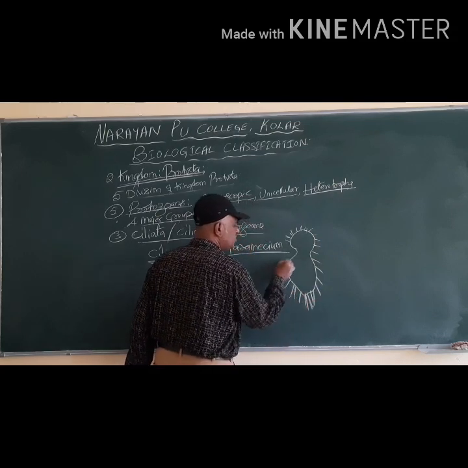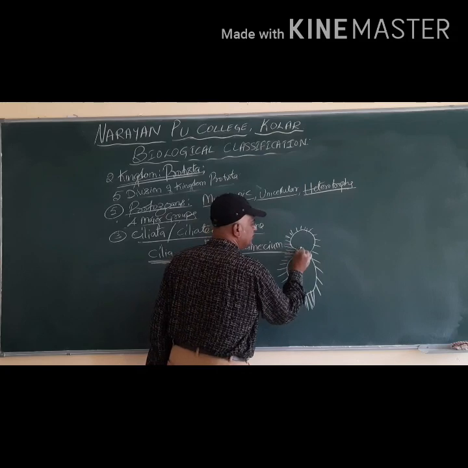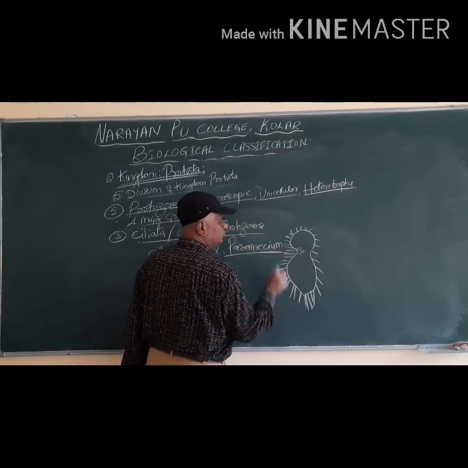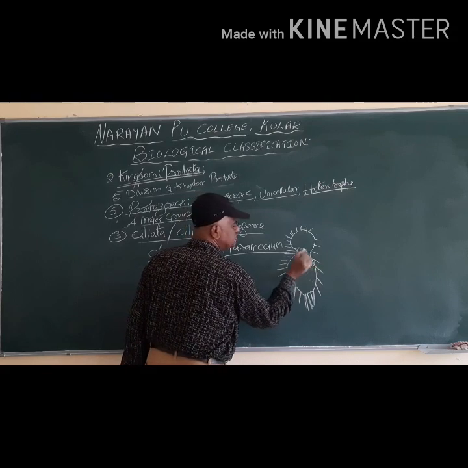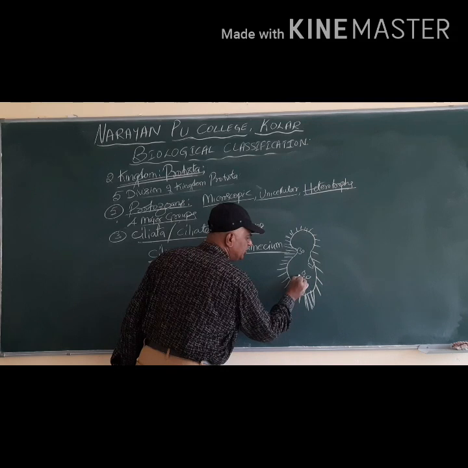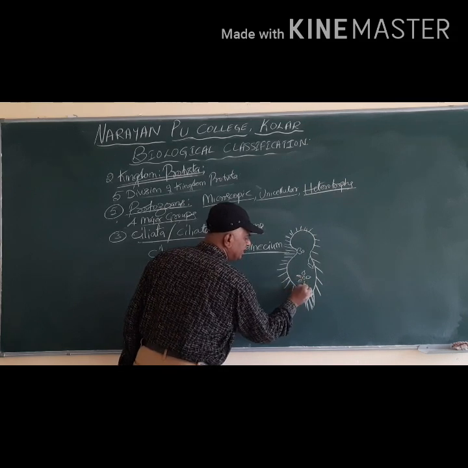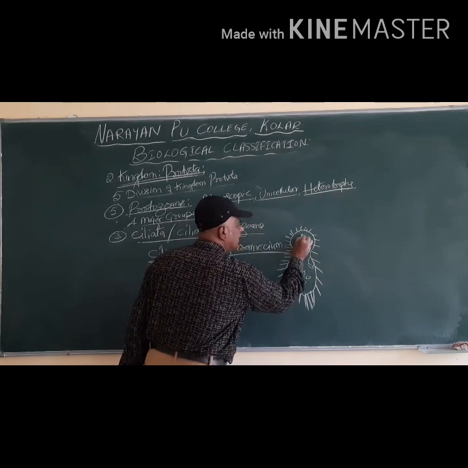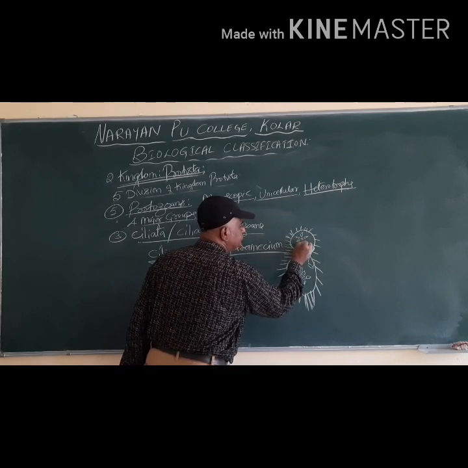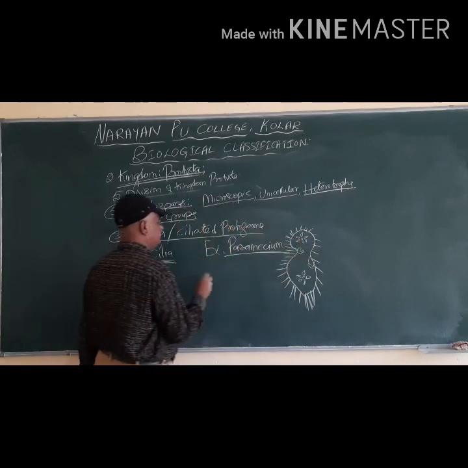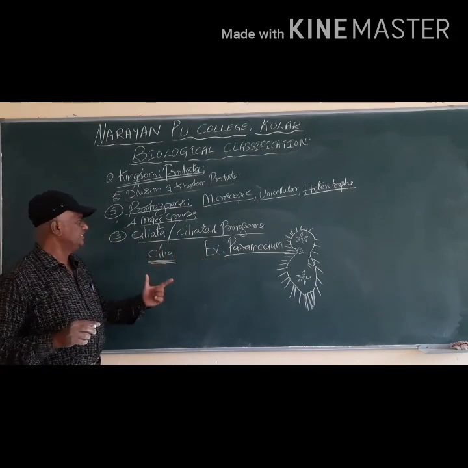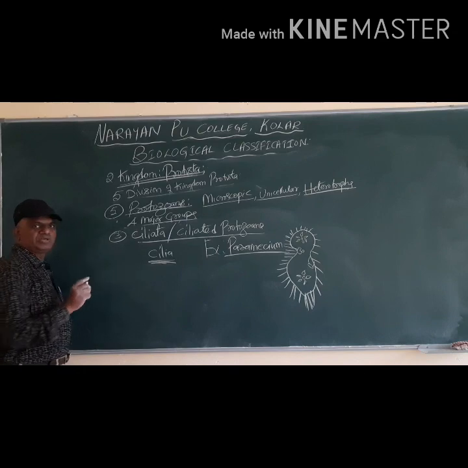There are two types of nucleus, a macronucleus and a micronucleus. There is a mouth called cytopharynx, and contractile vacuoles are present, which help in osmoregulation. So this is Paramecium. They move with the help of cilia. We'll go for the last one.